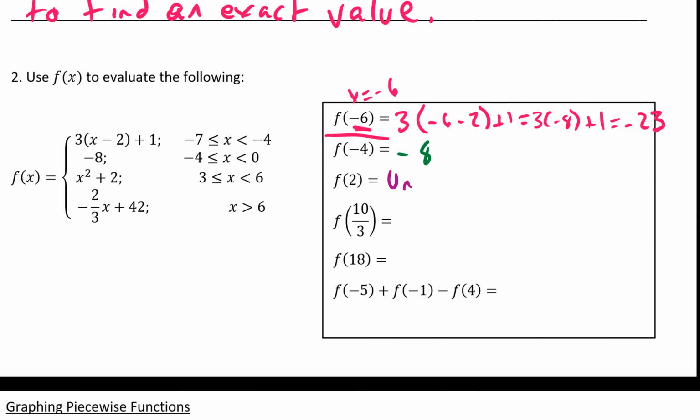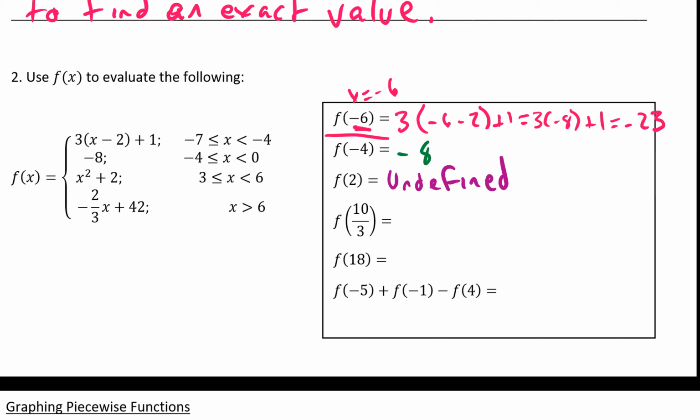This is undefined, right? And now I think you guys are starting to get a better idea of what undefined means. It's literally that there are no equations defined for x equal to 2. If you notice, this one stops at 0 and starts again at 3, so there's a gap. Yes? There's a gap in the domain.